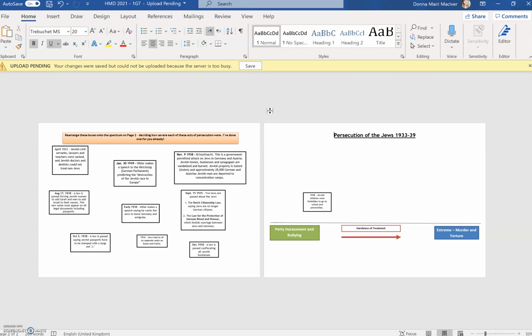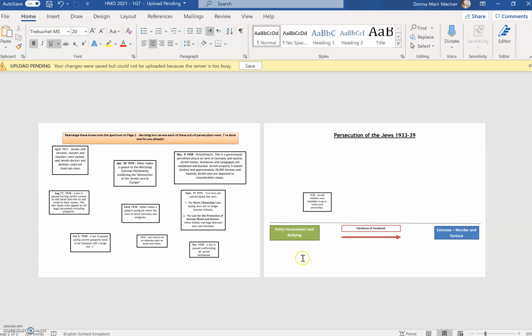So what you need to do is, if we take a quick look over here, you'll see there's a sort of spectrum. It starts with the green box, which says petty harassment and bullying. And then on the other side, you've got extreme murder and torture. So what we're trying to get at here is that the persecution of the Jews, the way that the Jewish people were treated under the Nazis, was completely awful. There were no good elements to it at all. So that's why that doesn't appear in the spectrum.